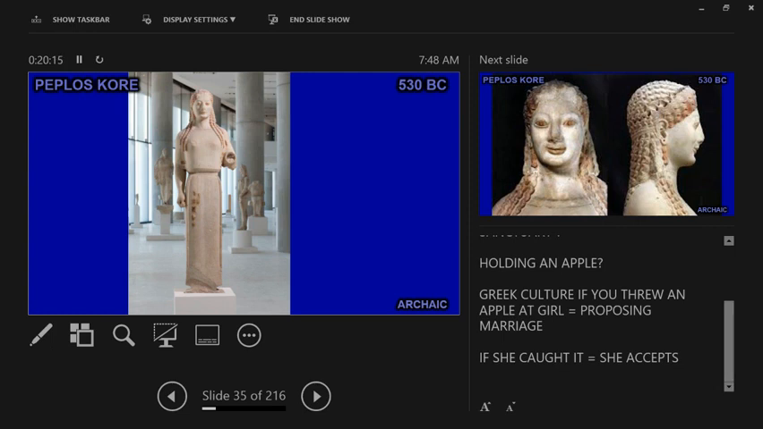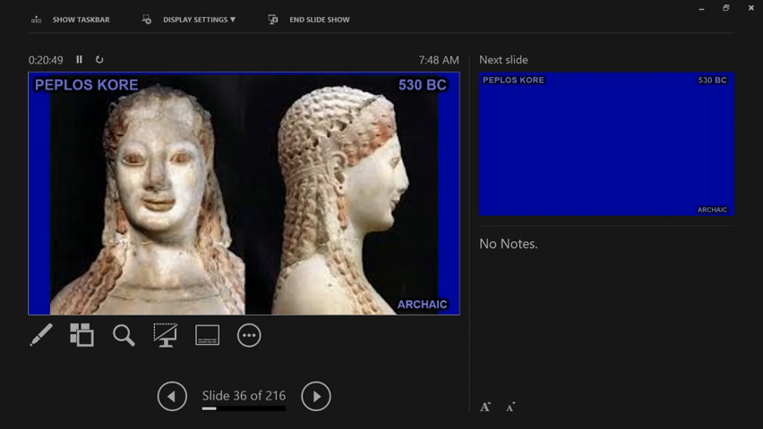And then they had to ask Paris to judge between them, and then that caused him to fall in love with Helen, and then that set off the Trojan War. If she hadn't thrown an apple in there, the Trojan War wouldn't have happened. All right. But also in ancient Greek culture, if you threw an apple at a girl, that meant that you were proposing marriage. And if she caught it, that meant that she accepted your proposal.